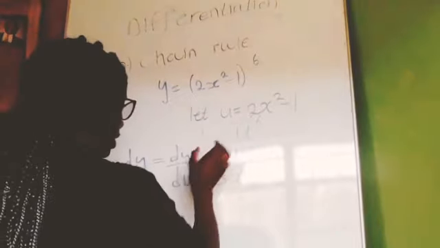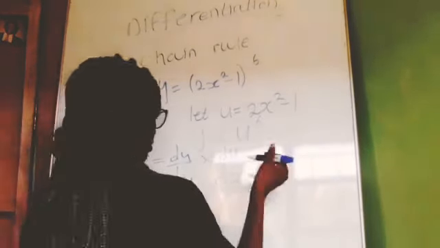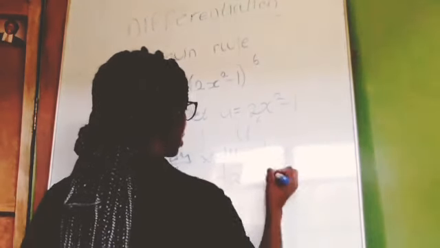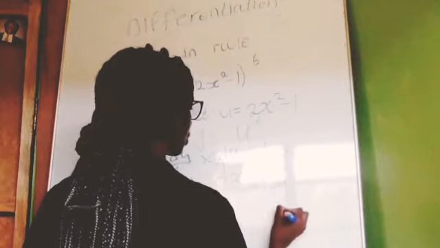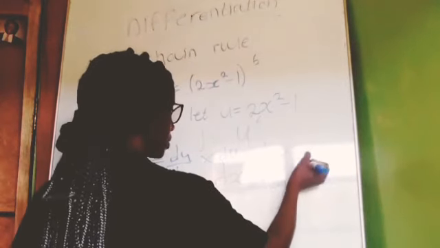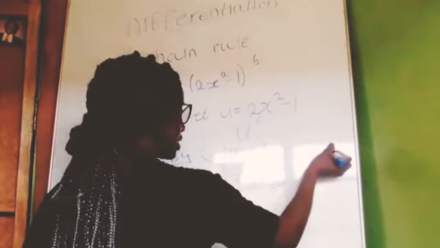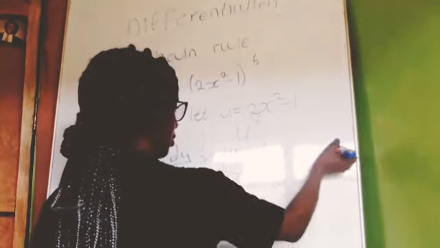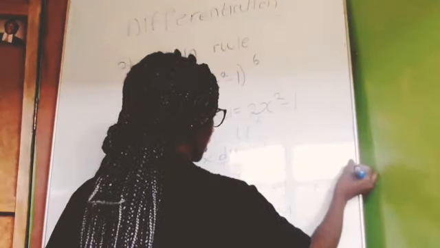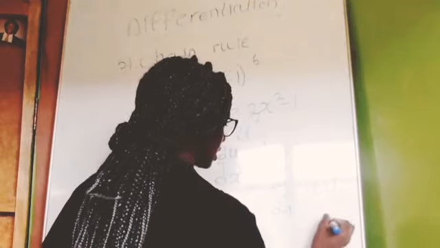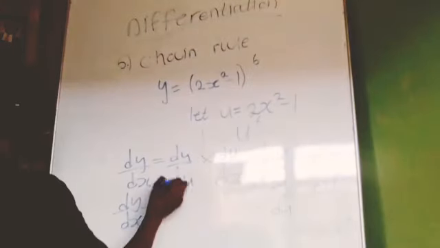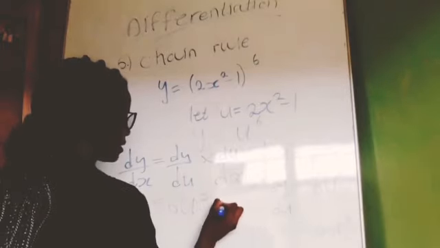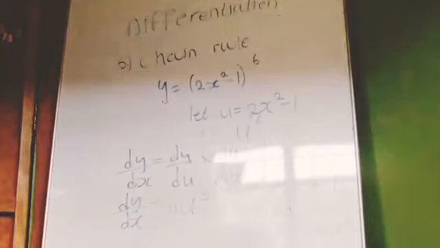From our y equation, let me write it this side, y is equal to u to the power 6. To get dy/du, we're simply multiplying the power times the coefficient, and the coefficient here is 1. So 6 times 1 is just 6, times u with the power reduced by 1. So that's 6 minus 1. So this is equal to 6u to the power 5. So that's what we replace here. 6u to the power 5 times, let me quickly erase this.